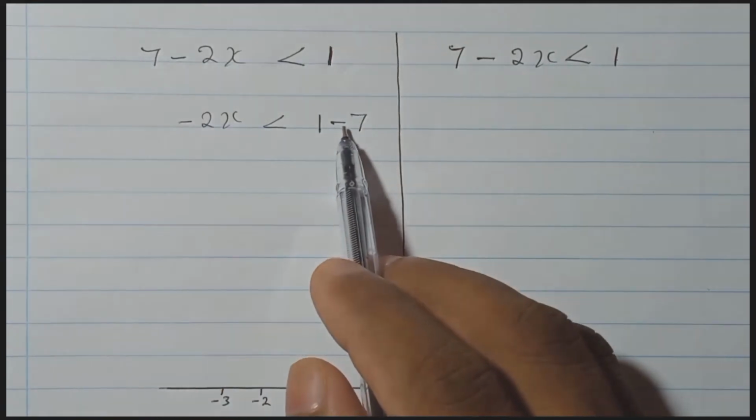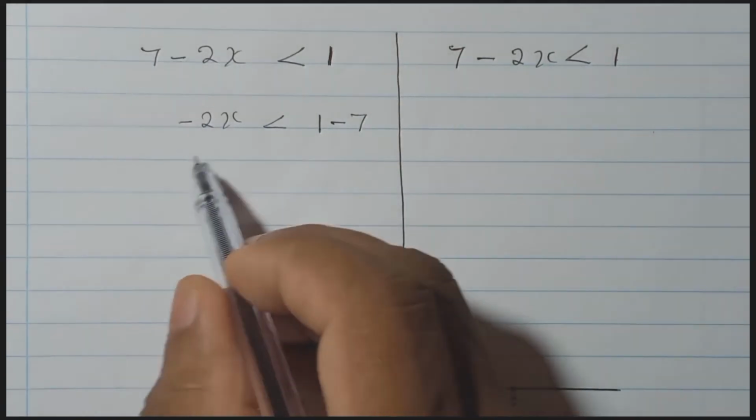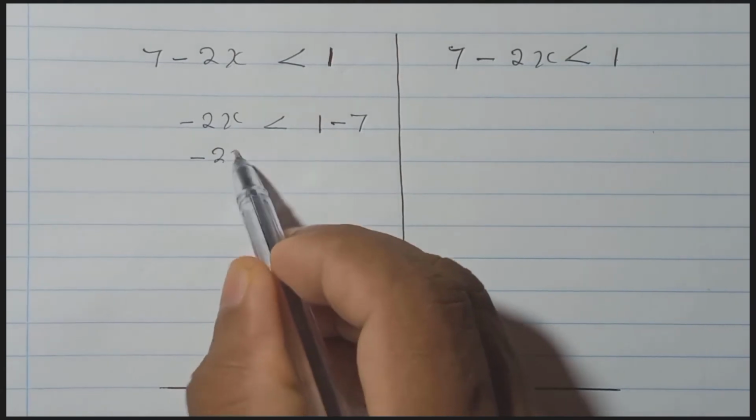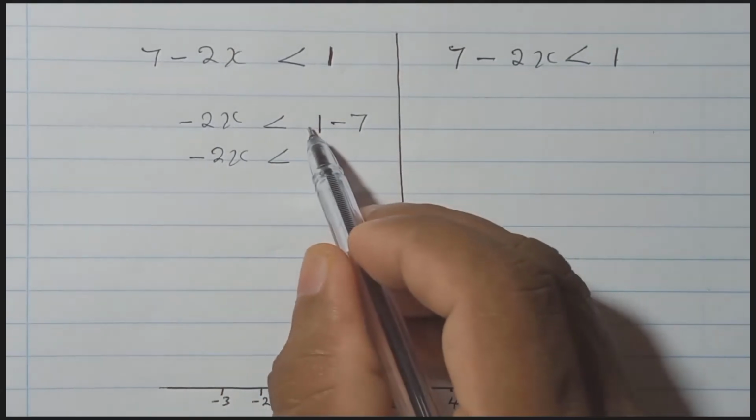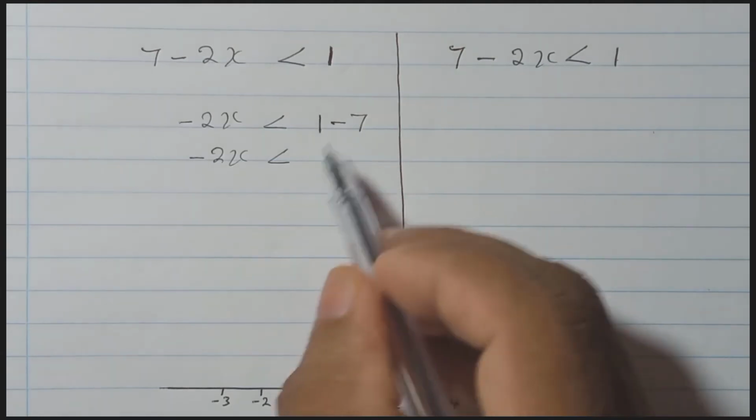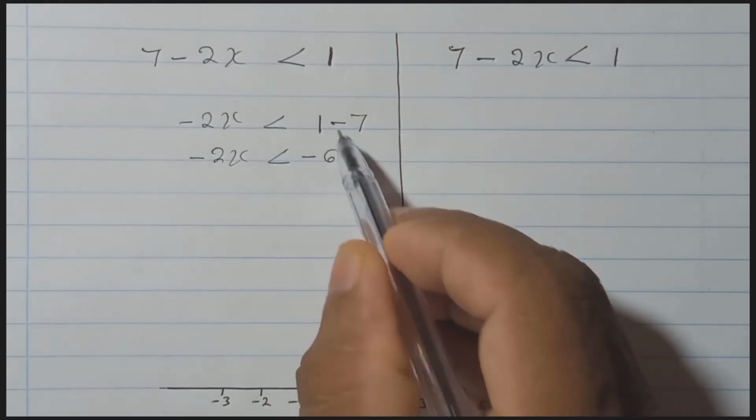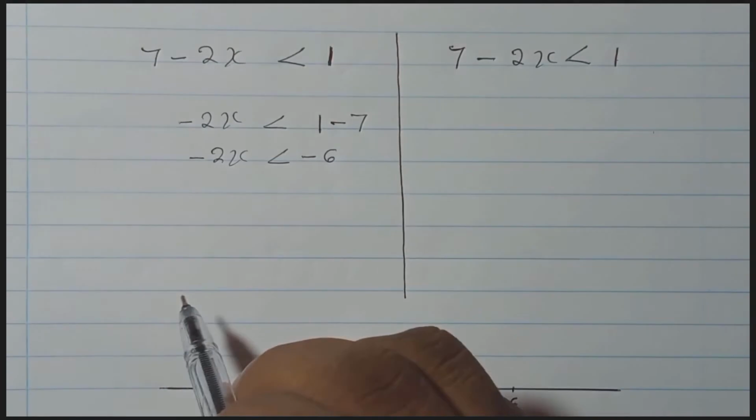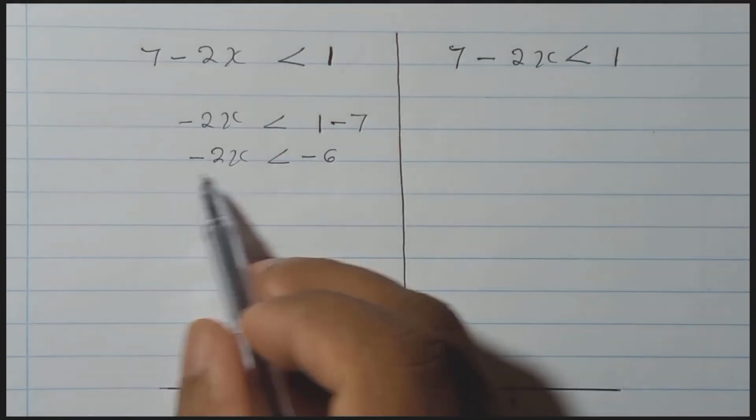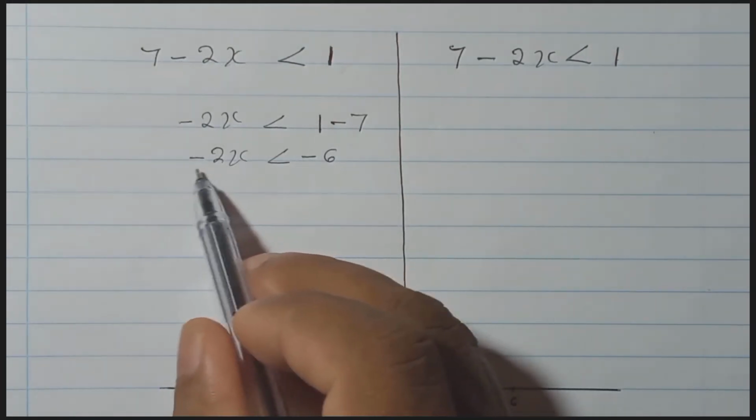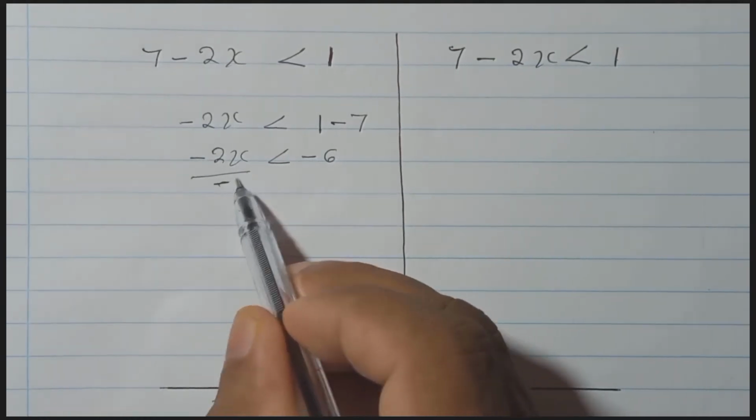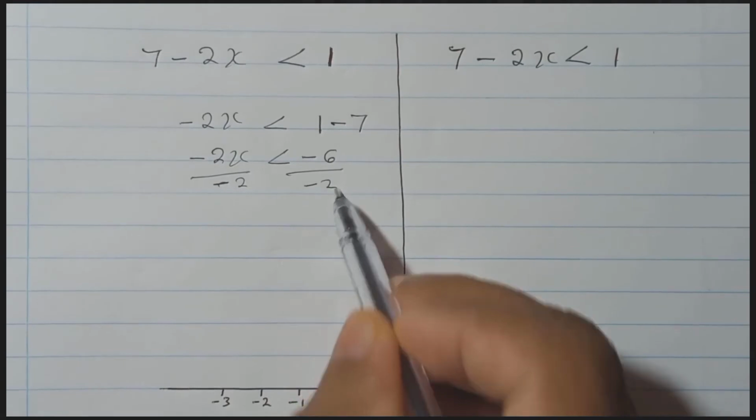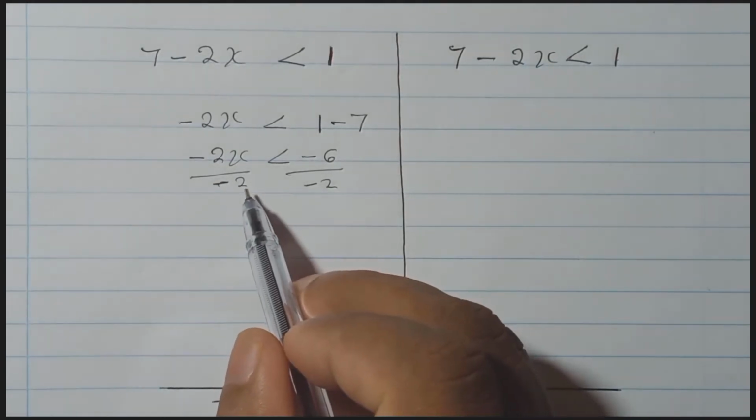When I bring it here, it will be minus 7. Now here, what is the minus 2x? Here 1 minus 7, right? Here plus 1, here minus 7. So it will be minus 6, right? Take the greater number's sign and get the difference. Now I need to divide both sides by minus 2. This is minus 2, no? So I need to divide both sides by minus 2. Here also divide by minus 2. So what answer do we have?